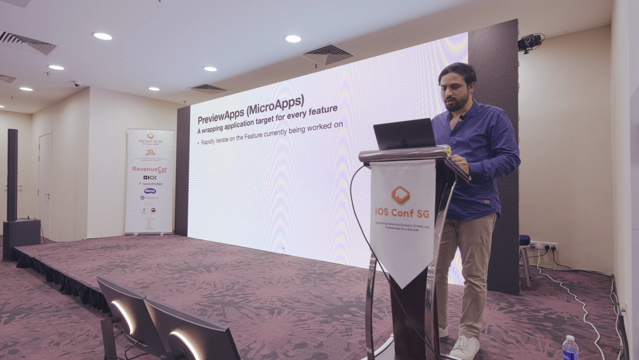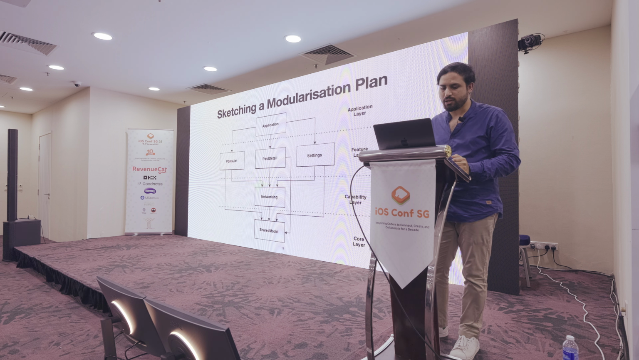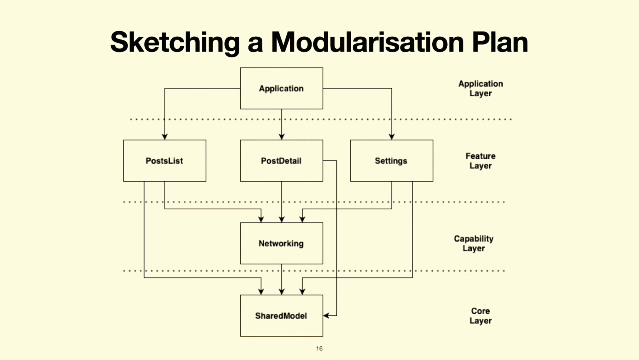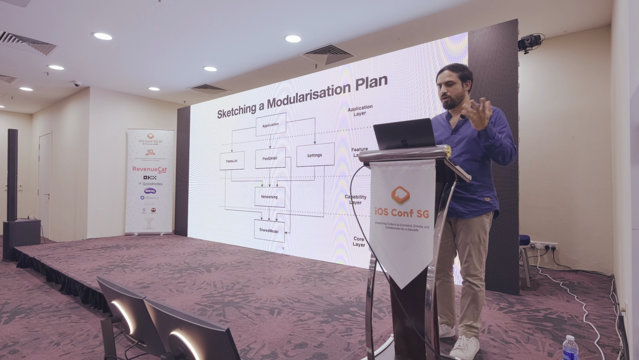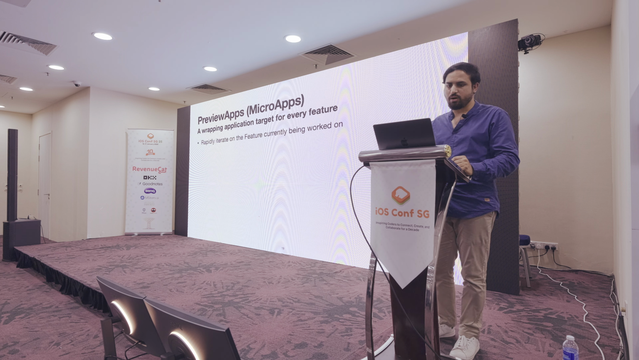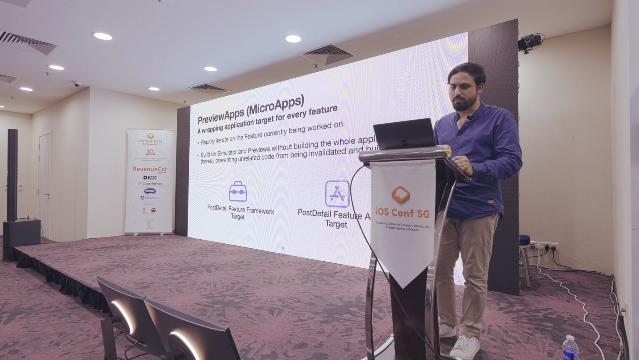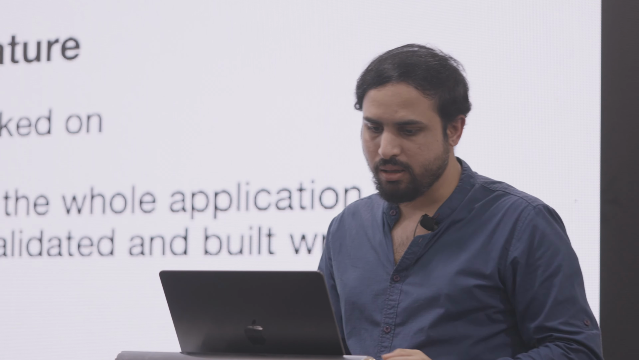For example, if we look back at our design, okay, yeah, it's available, right? So if you look at the feature module layer here, we could be focusing on just one of those boxes and its dependencies and just forgetting about the rest. So that is where we wanted to get to. So this is what preview apps are, and it would basically mean that for a post-detailed feature framework, we would also get a post-detailed feature app target.